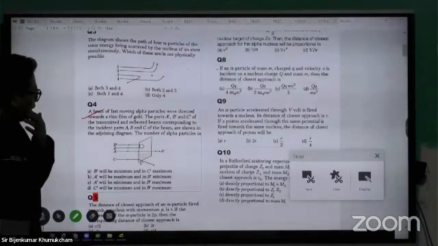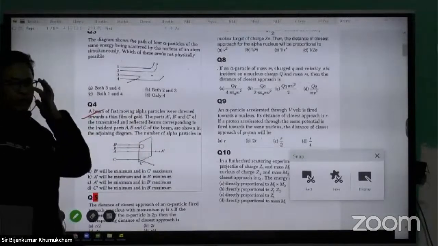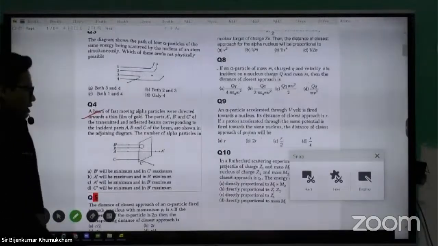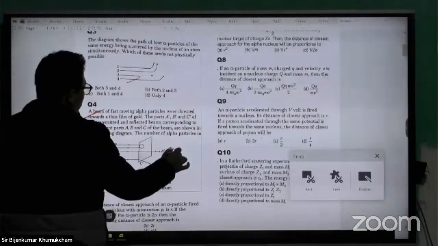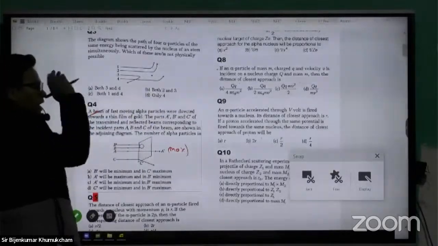Most of the alpha particles go without any deviation, because almost all the space of the atom is empty, so they pass straight through. So A is maximum. Next, B is minimum.